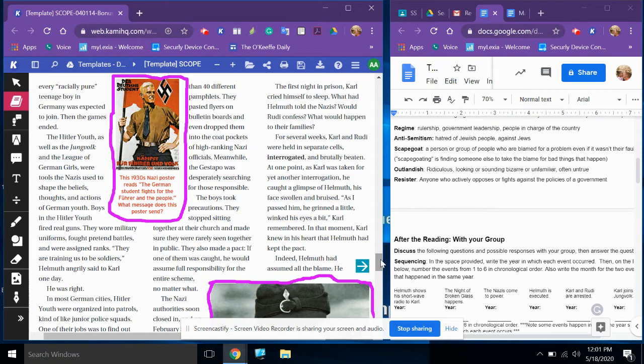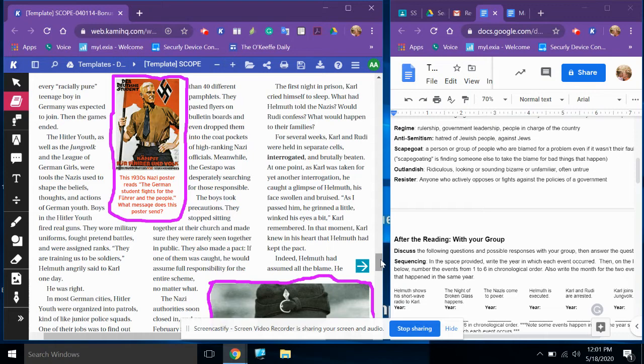The first night in prison, Carl cried himself to sleep. What had Helmuth told the Nazis? Would Rudi confess? What would happen to their families? For several weeks, Carl and Rudi were held in separate cells, interrogated, and brutally beaten. At one point, as Carl was taken for yet another interrogation, he caught a glimpse of Helmuth, his face swollen and bruised. "As I passed him, he grinned a little, winked his eyes a bit," Carl remembered. In that moment, Carl knew in his heart that Helmuth had kept the pact.